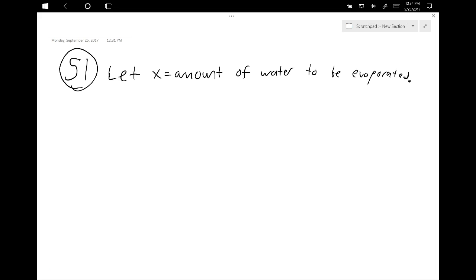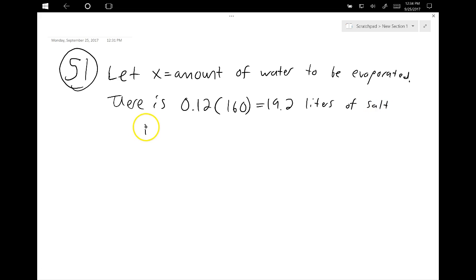Okay, so if you remember, the percentage concentration times the amount of saline solution there is, if we multiply those, that'll give me the amount of salt. So when it says that we have 160 liters of a 12% saline solution, there is 12% of 160, which is equal to 19.2 liters of salt in the initial solution.